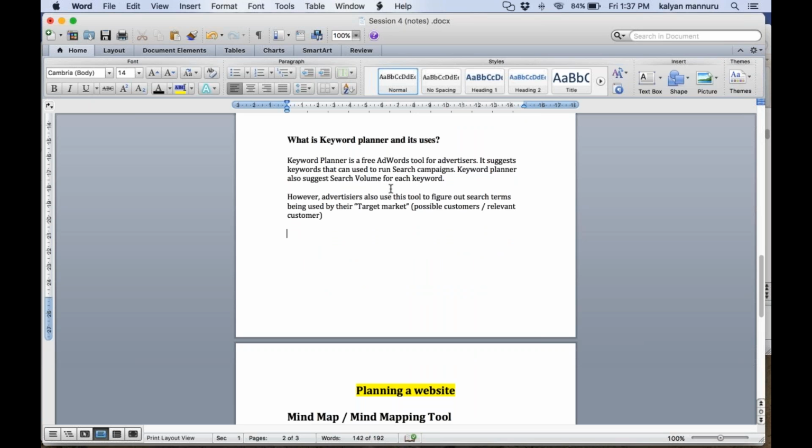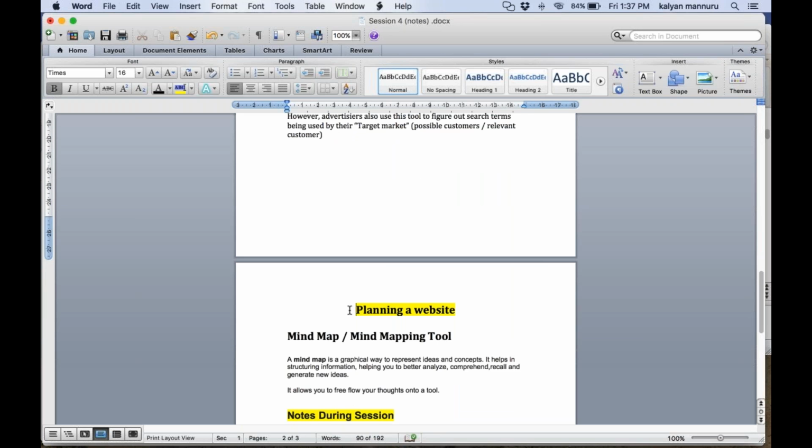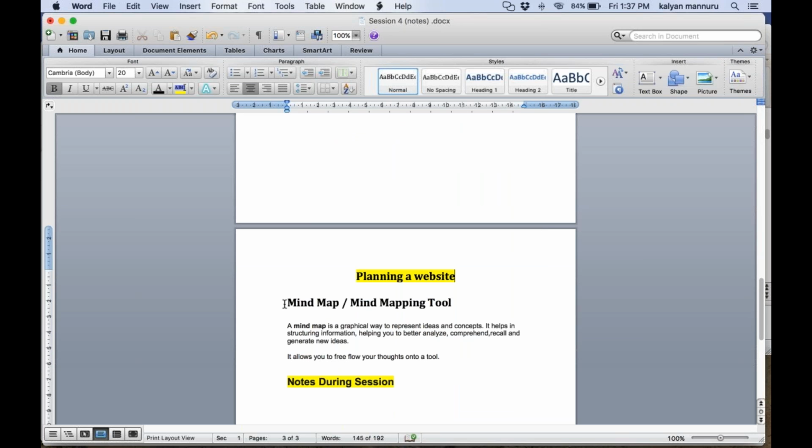So what are we going to do today after doing keyword planning? Once you finish your keyword planning, you're going to download the keywords, the entire data, and use it to plan your website. We're going to use a tool for it, called a mind mapping tool. A mind map is more like your Excel sheet or your presentation, PPT. It's just a tool. We are going to use this tool to plan our website.